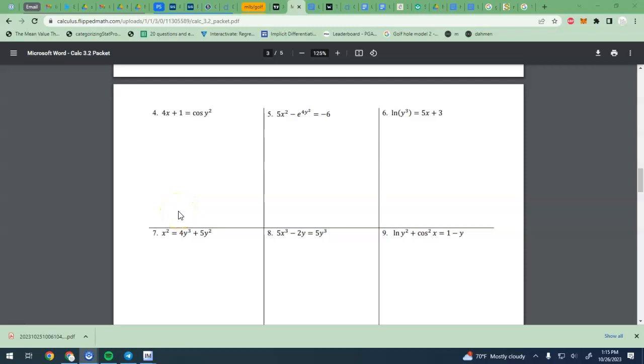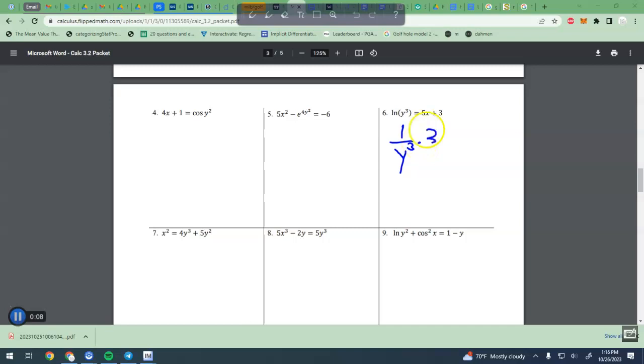Do like the back half of the implicit differentiation. So this is the chain rule piece, where ln is your big and y to the third is your little. So I take the derivative of the big first. Well, the derivative of ln of x is 1 over x. So what's the derivative of ln of y to the third? It is 1 over y to the third. But then you took the derivative of a y, so you multiply by the derivative of that, which is 3y squared.